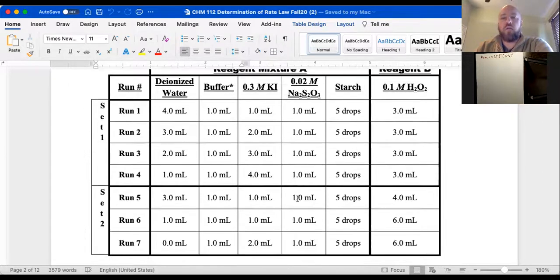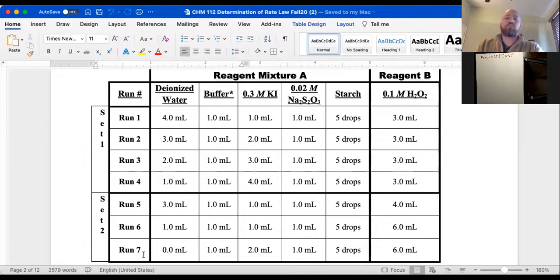So in this experiment, we had seven sets of data. As is common in most kinetics problems, raw data is important because it is experimentally derived. In this experiment, we would have mixed a couple of solutions. Everything here adds up to 10 milliliters. In run one, it was water, a little bit of the buffer, some potassium iodide, the sodium thiosulfate, and the peroxide. The starch is the indicator here. Everything adds up to a total of 10 milliliters for each run.